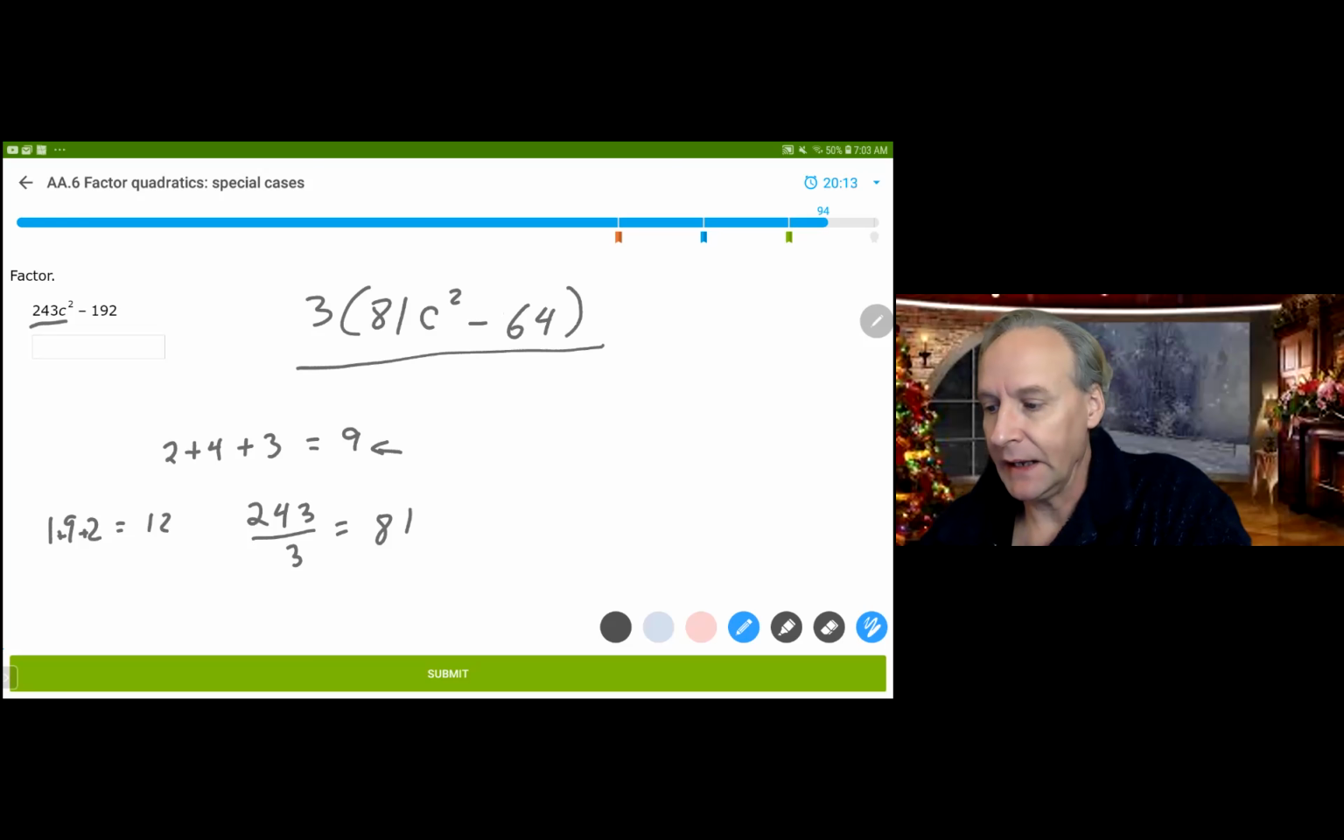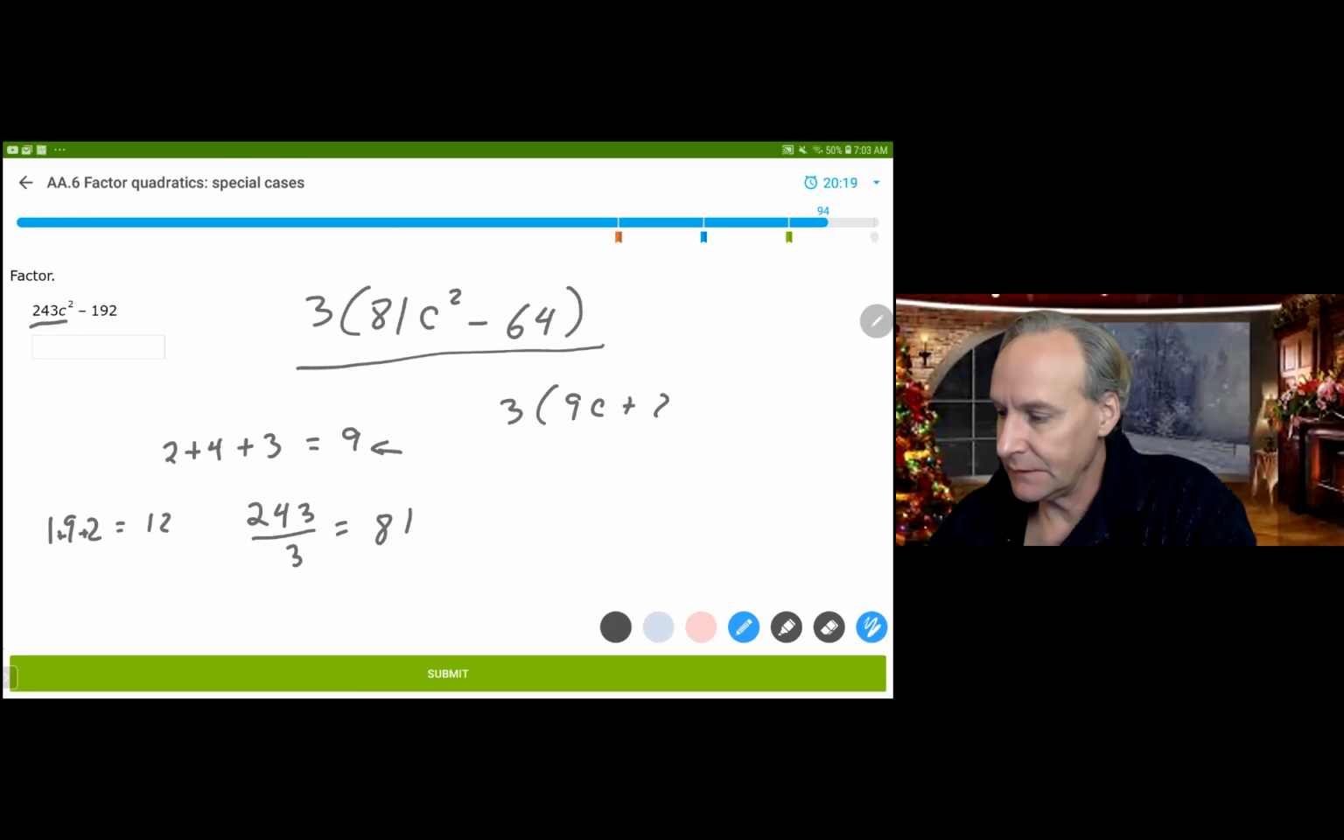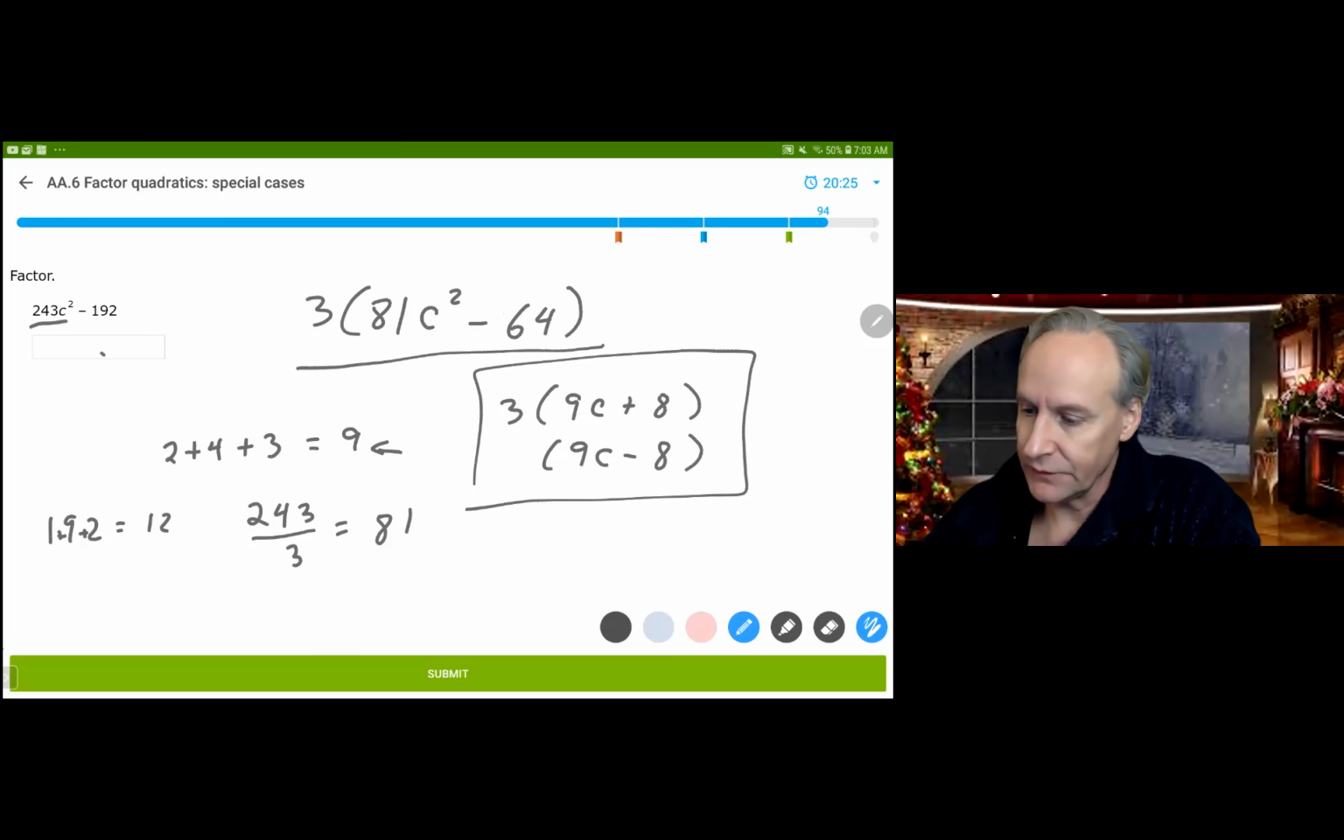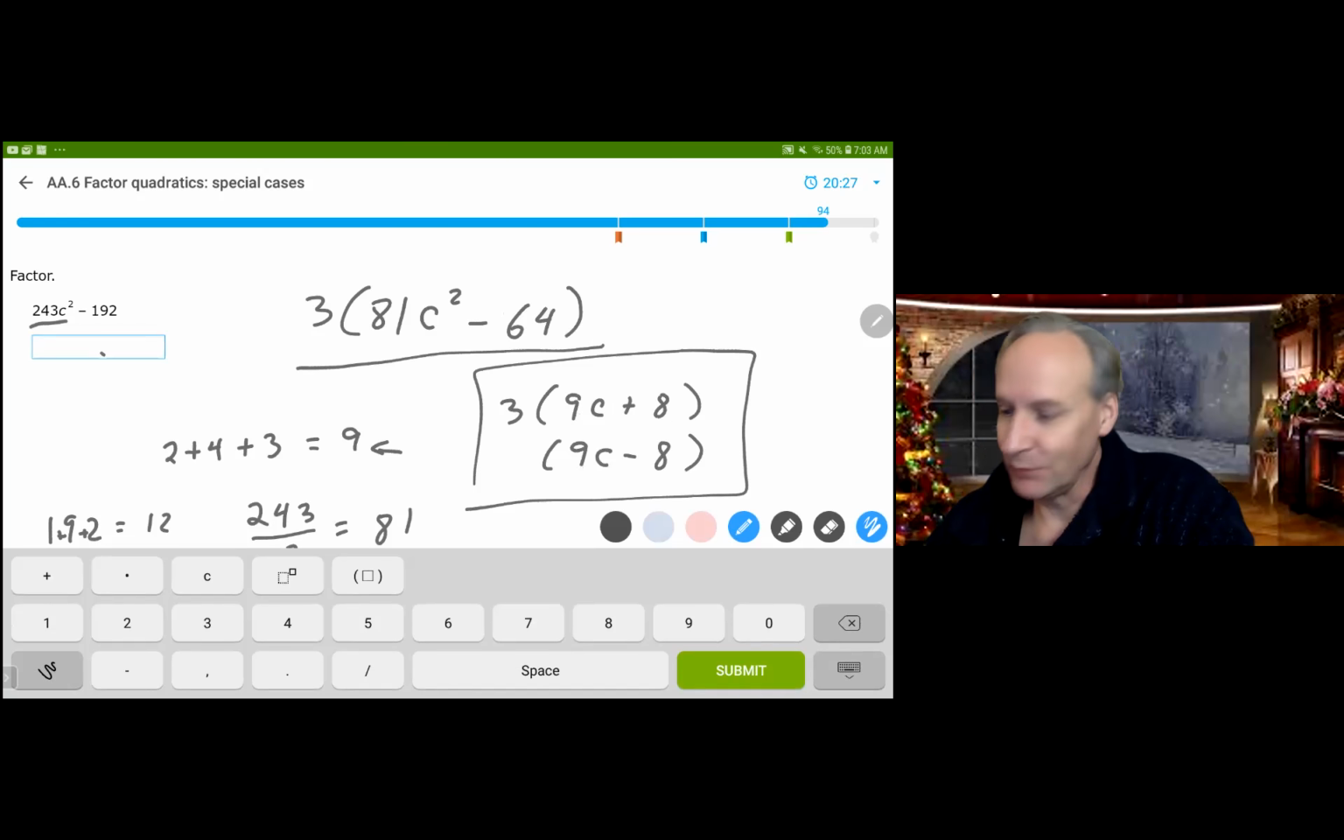Now we have a difference of squares, and we have 3 times 9c plus 8 and 9c minus 8. And there it is. There's our factorization. We say that it's completely factored. Don't forget the 3. That's a common mistake, especially when we're so close to getting done. I know you guys want to finish and be done with it, but I'm kind of enjoying this one actually.